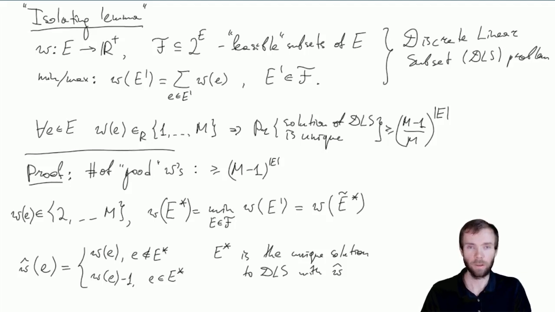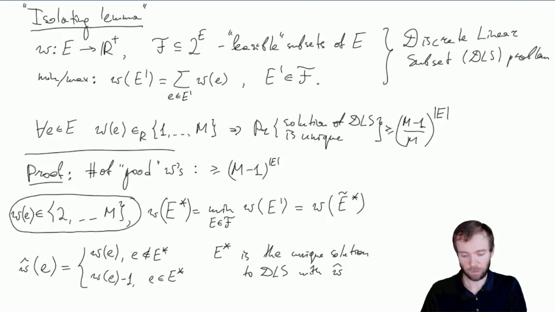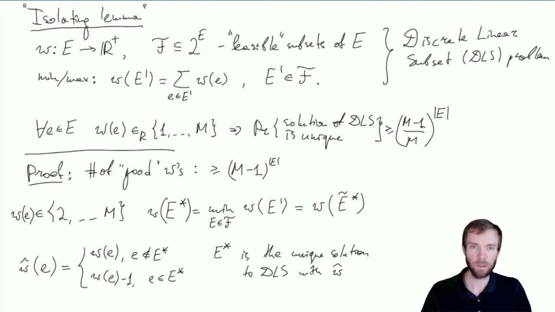And thus, the number of all good weighting functions is not smaller than the number of good weighting functions that can be obtained according to our procedure. And our procedure is applicable to every function that does not use the minimal weight on any element of E. The number of these functions is exactly equal to m minus 1 to the power of E. And this proves the isolating lemma.